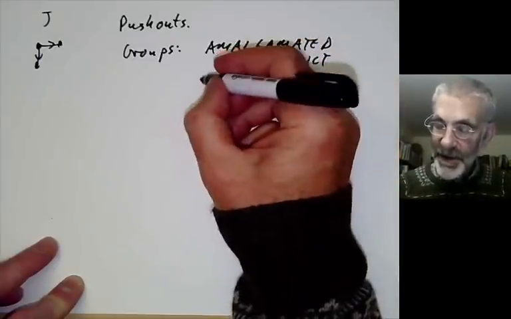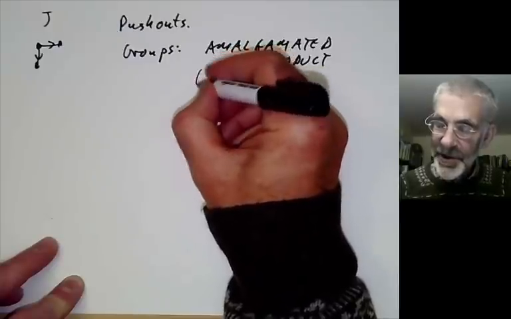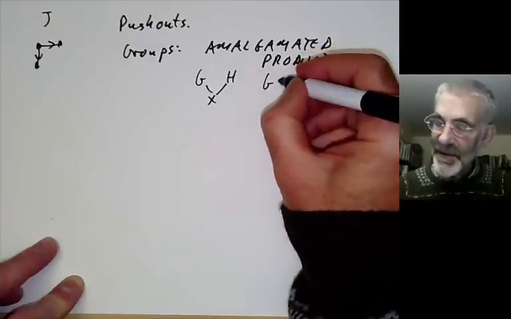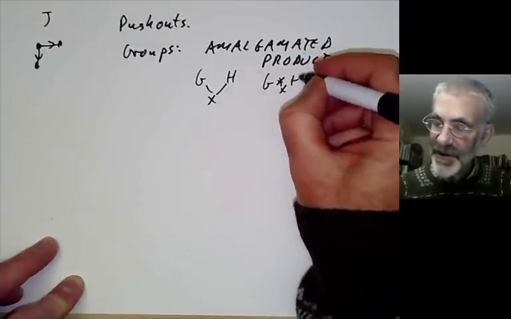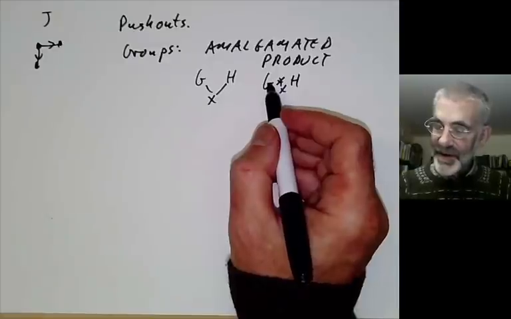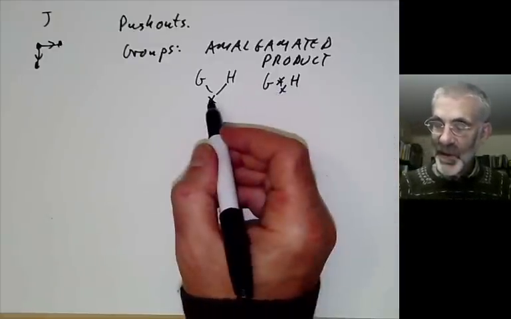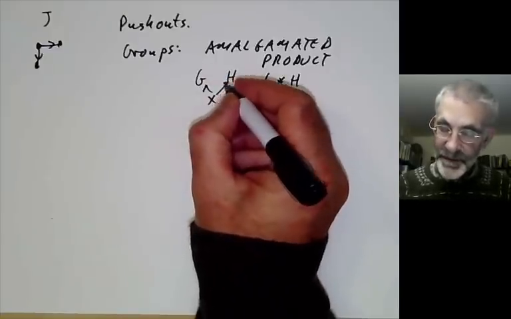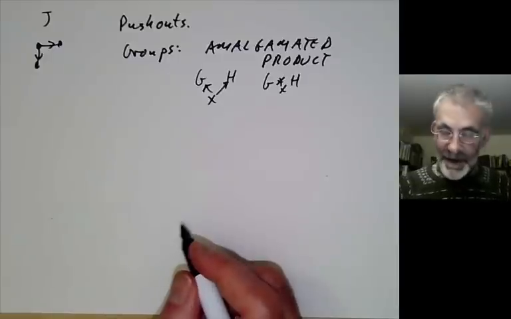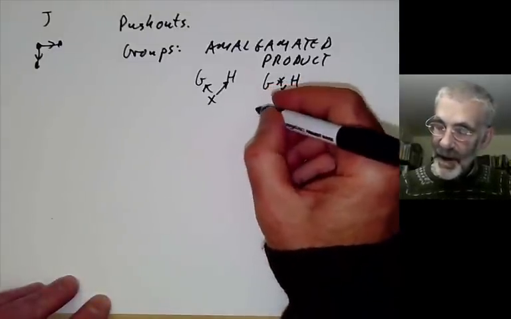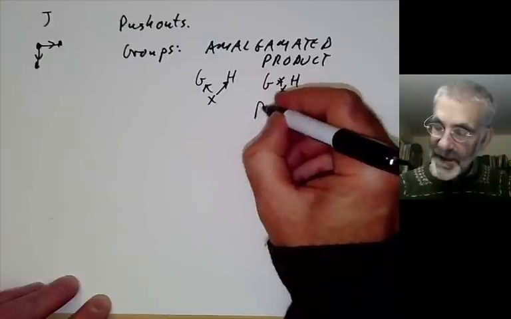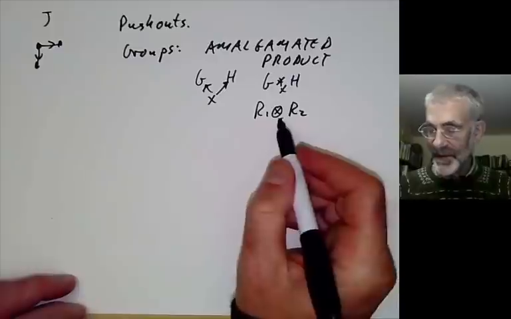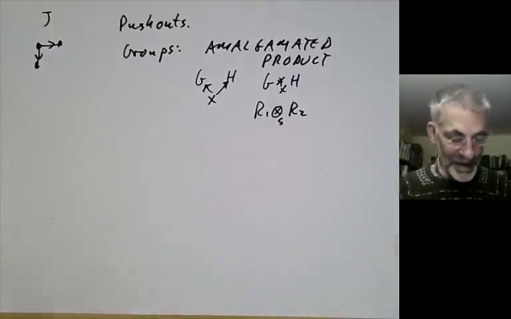So here, if we've got groups G and H with a common subgroup X, then the amalgamated product G star over X H is just the group generated by G and H that's as big as possible, except you identify the subgroup X of G with the subgroup X of H. And similarly for commutative rings, you have a tensor product R1 tensor over some other ring S with R2. So we have a tensor product of rings over a third ring.